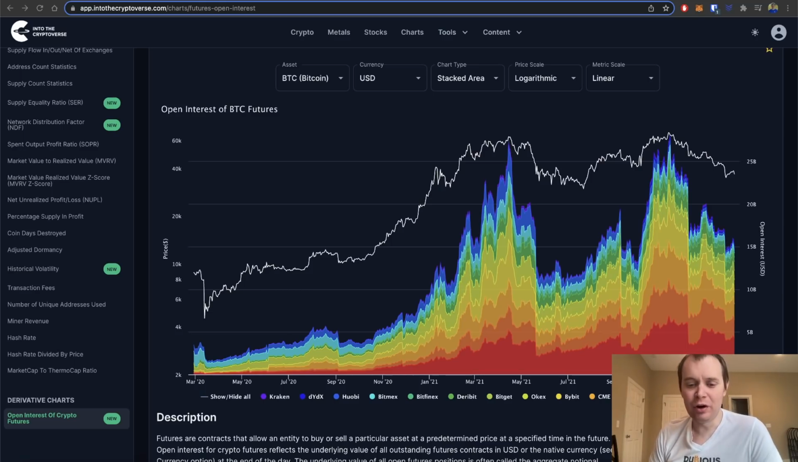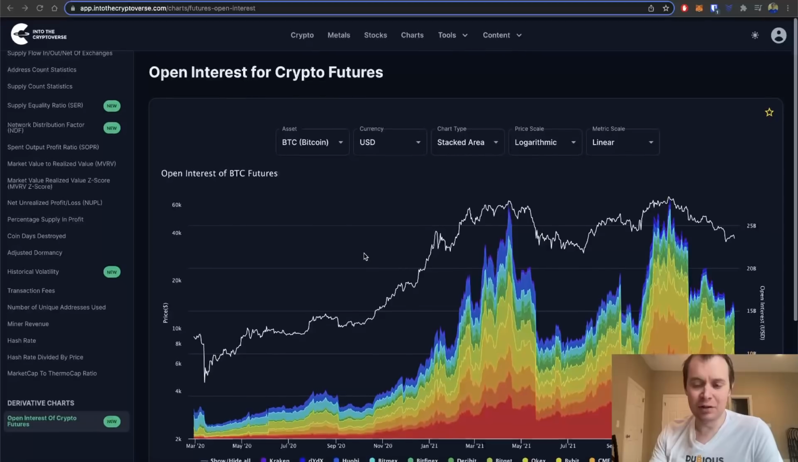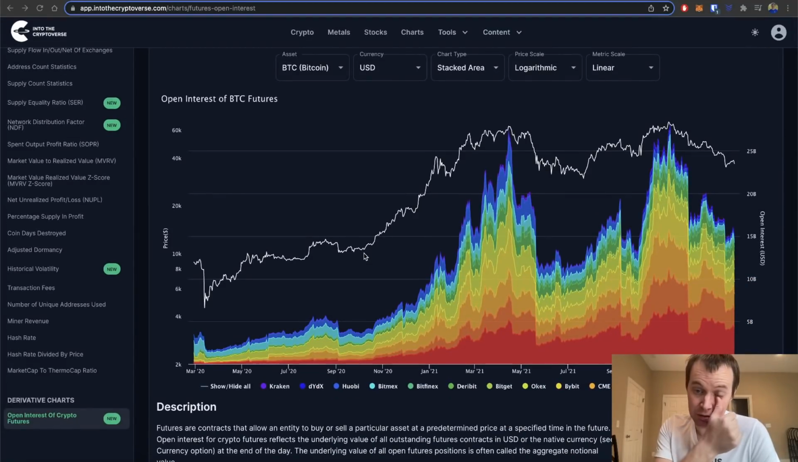All right, so you can see on this chart we have the open interest of Bitcoin futures denominated in US dollars going all the way back to early 2020. And one of the things that we should note is that there have been two pretty clear major peaks in the open interest, one in April and then one in November.